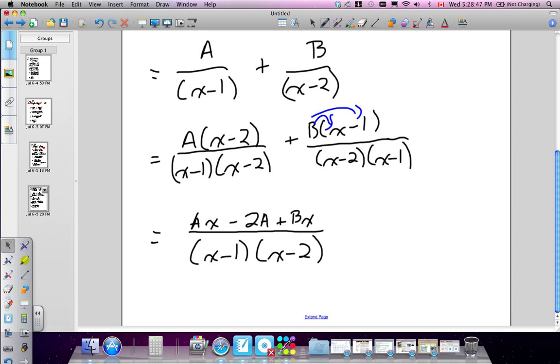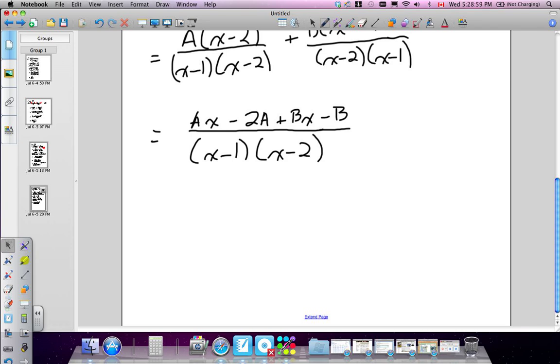Okay. So we have this here. Technically, we could simplify these two terms here, ax and bx. We could say a plus b times x. All right, we don't need to write it that way. That'll be a little too complicated.